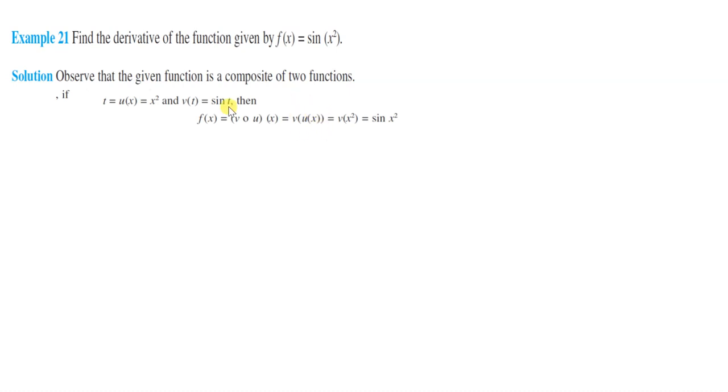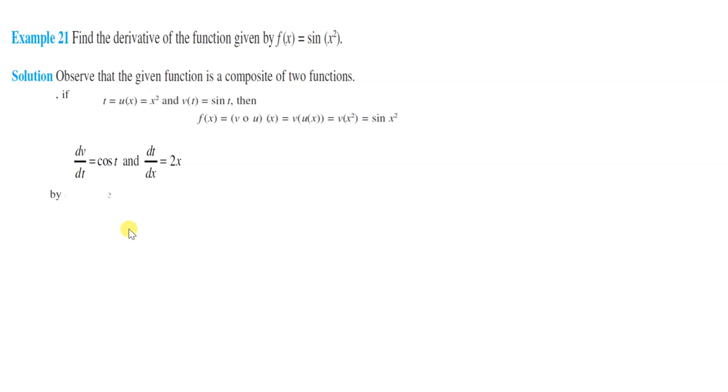Then the f function can be written as v composition u of x, that is v of u(x), and u(x) is x square. So v of x square, and the image of x square under v will be, because v(t) is equal to sin t, v(x square) is equal to sin x square. That is, we have represented f(x) as a composition of two functions. So we have dv by dt is cos t, the differentiation of sin t is cos t, and t is a function of x, so we differentiate t with respect to x. So dt by dx becomes: the differentiation of x to the power n is n x to the power n minus 1, so the differentiation of x square is 2x.